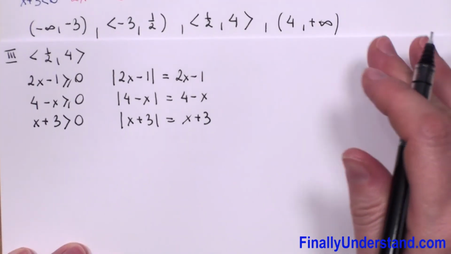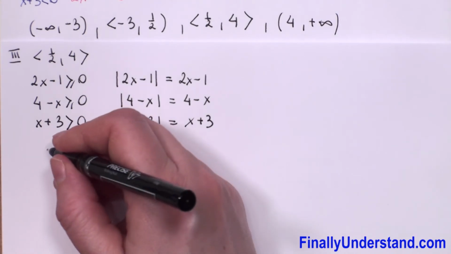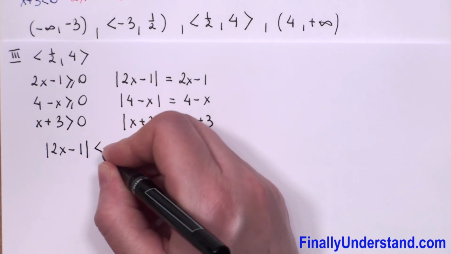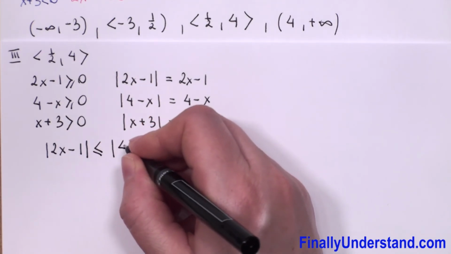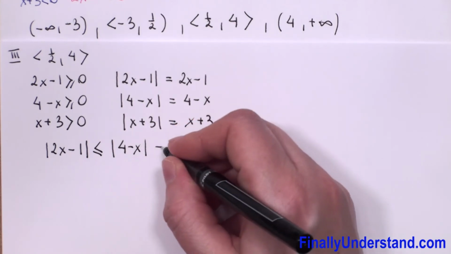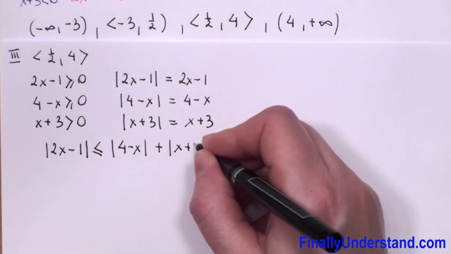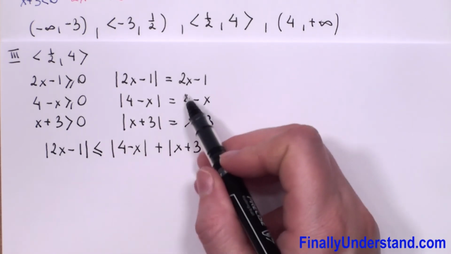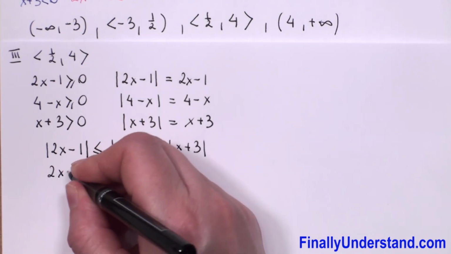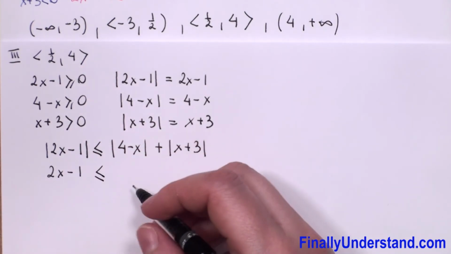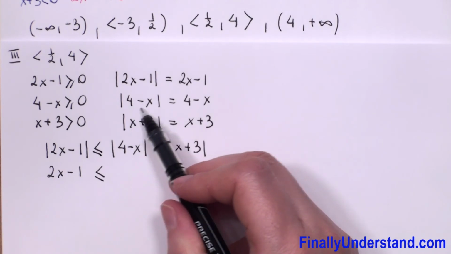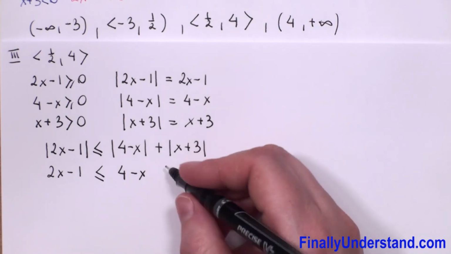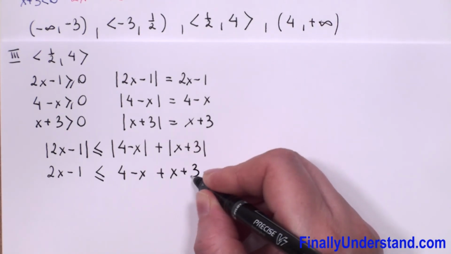Now we have to write our inequality. We have absolute value 2x minus 1 is less than or equal absolute value of 4 minus x plus absolute value of x plus 3. For absolute value of 2x minus 1, we just put 2x minus 1 is less than or equal absolute value of 4 minus x is 4 minus x, and absolute value of x plus 3 is x plus 3.